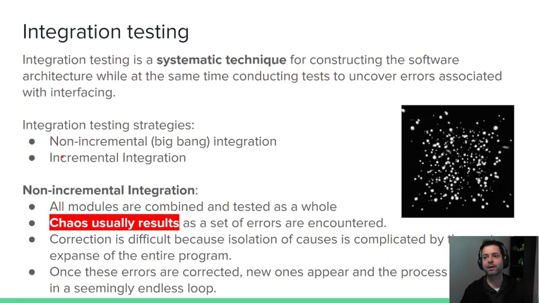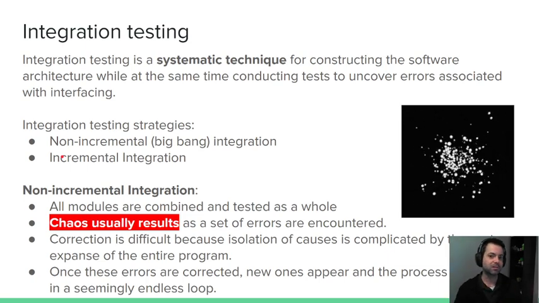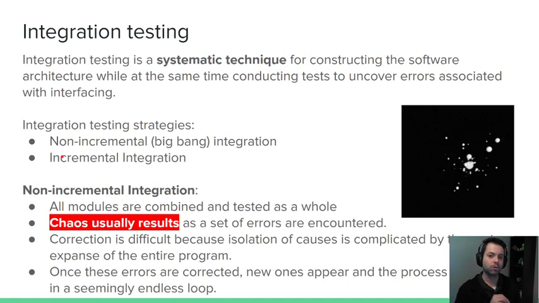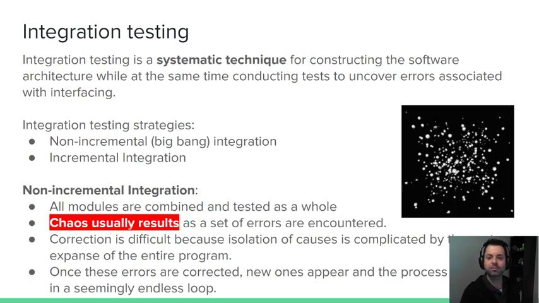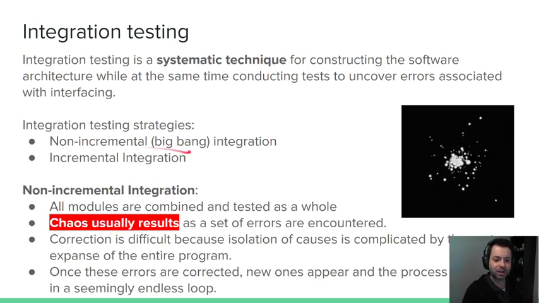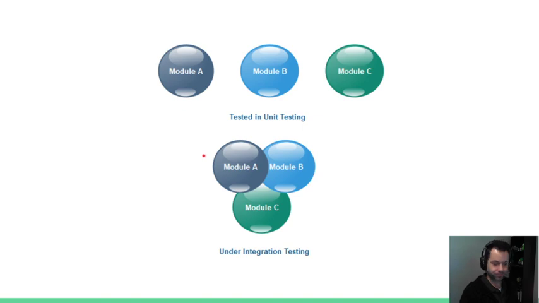Honestly, again, it's better to test things piecemeal, bring them together slowly, and test them as you go. Because this chaos is usually the result of Big Bang integration. But again, this is something that we've talked about before as well, right?